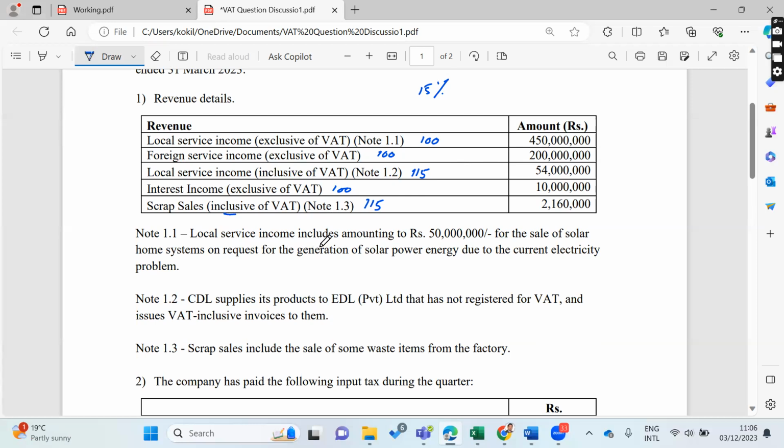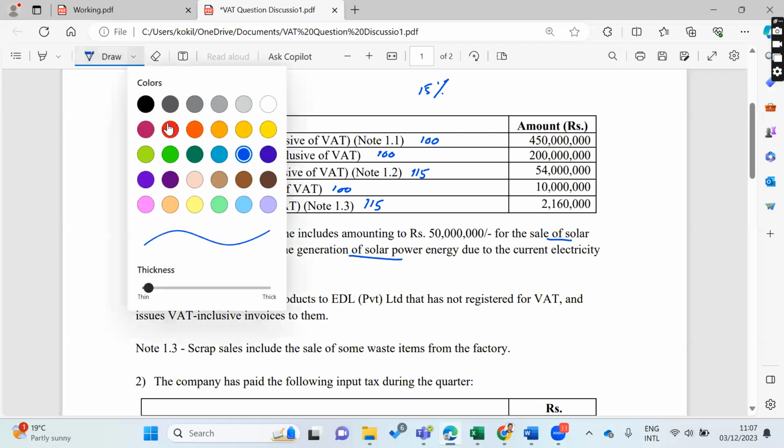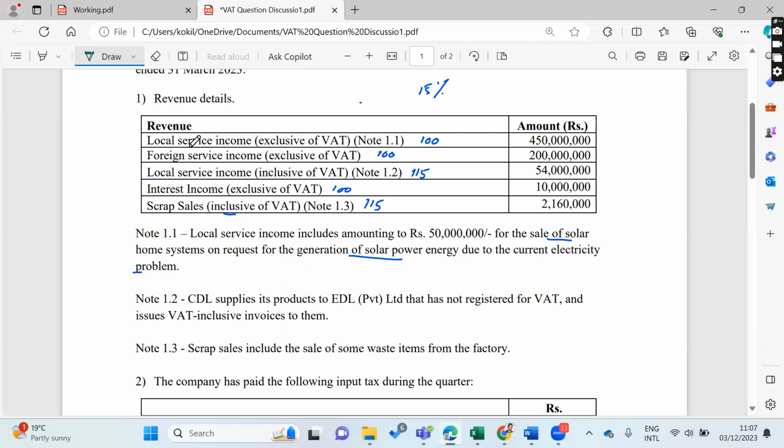The local service income includes 50 million for the sale of solar systems, on request for the generation of solar power energy due to the current electricity problem. So 50 million relates to solar sales. Out of this local service income of 150, note this refers to this: 400 relates to normal sales, and 50 is for solar.